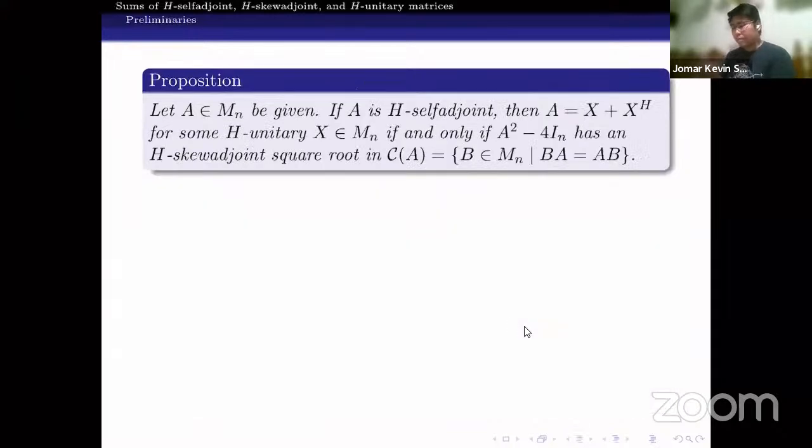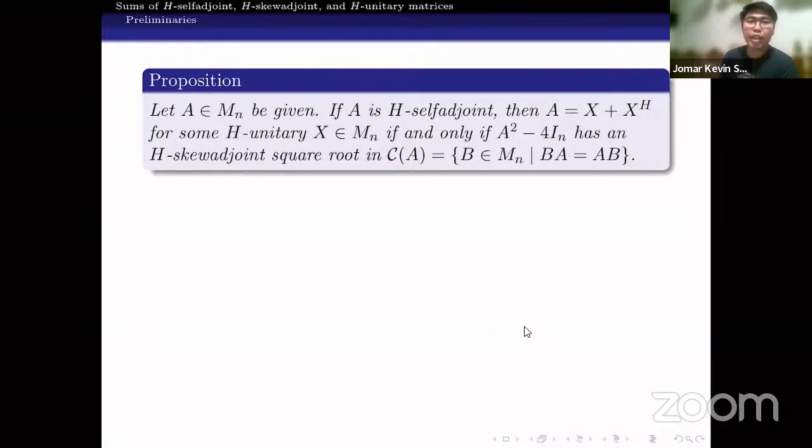Okay. So now that we have the canonical form, start na tayo dun sa actual proving ng goal natin. So we have here this proposition: let A be H self-adjoint. Then we can write A as the sum X plus X to the H for some H unitary matrix X if and only if A squared minus 4I has an H skew-adjoint square root in C of A, where C of A we call the centralizer of A. It is the set of all matrices B such that B commutes with A.